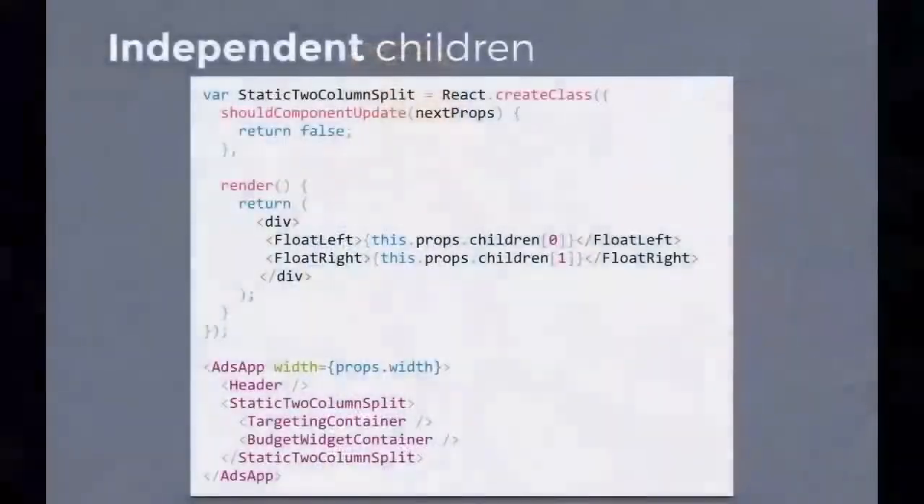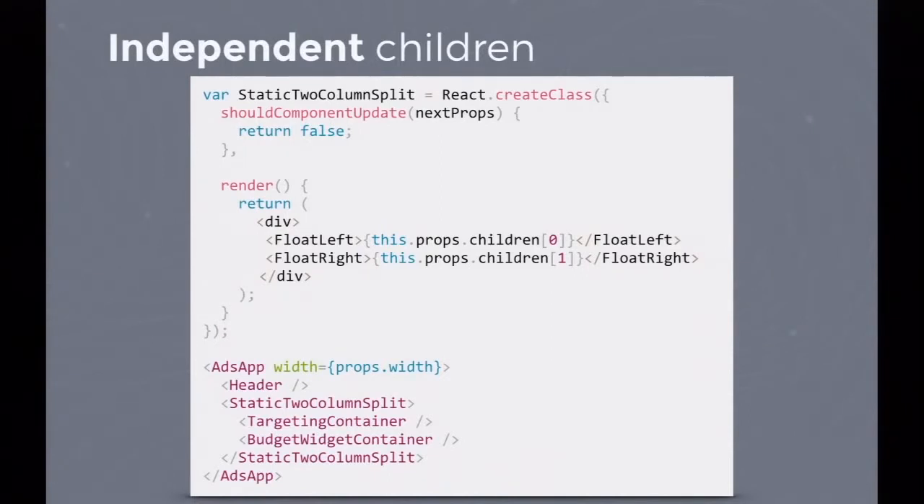This is a simple component. It takes some children and puts one on the left, one on the right. It's nothing more than structural markup, for the most part. And so after the first render, we don't even really care what happens to it. So we can be really aggressive here, and shouldComponentUpdate returns false. By doing this, we can avoid trickle-down effects.